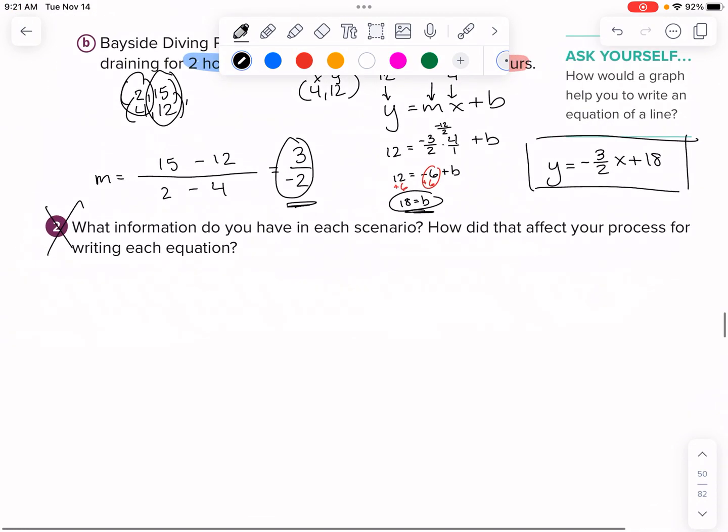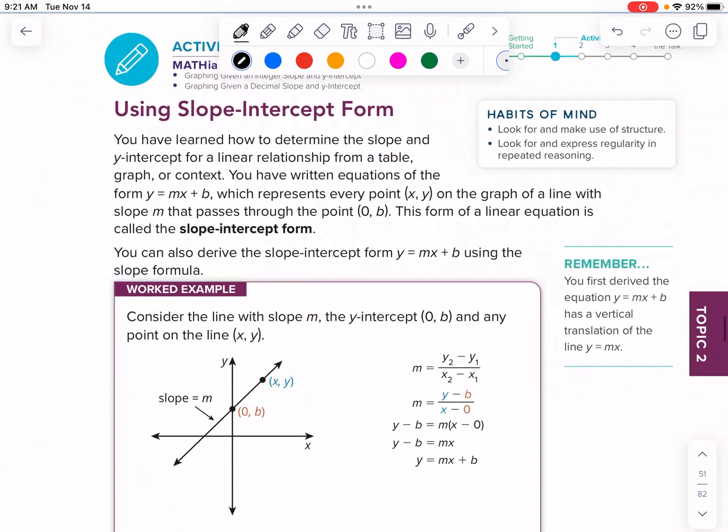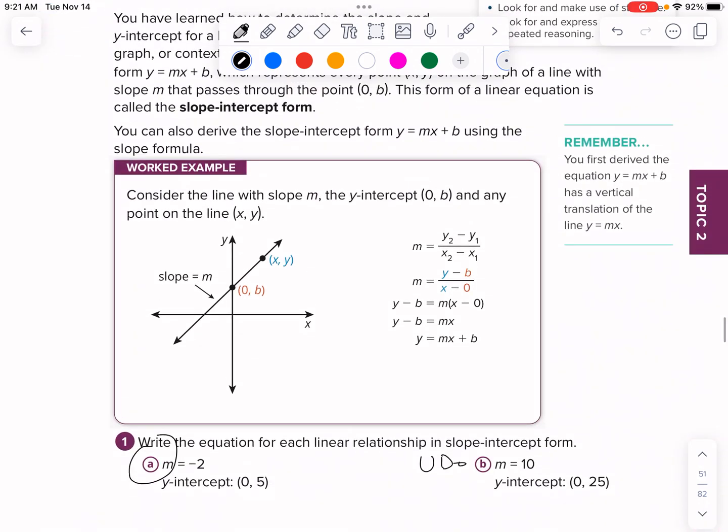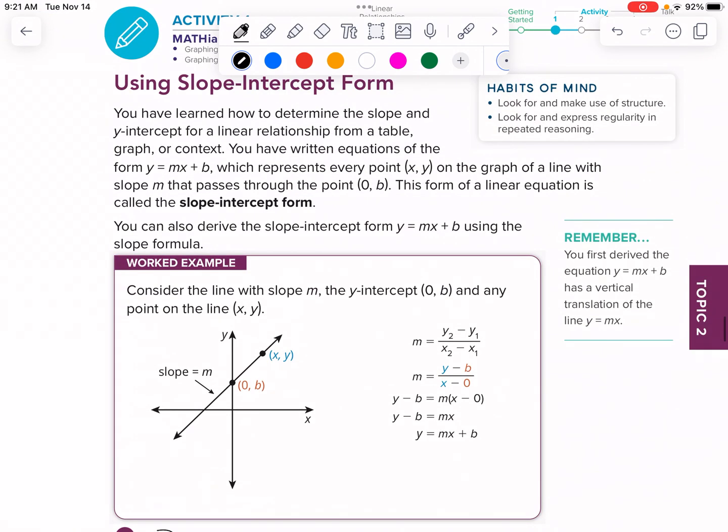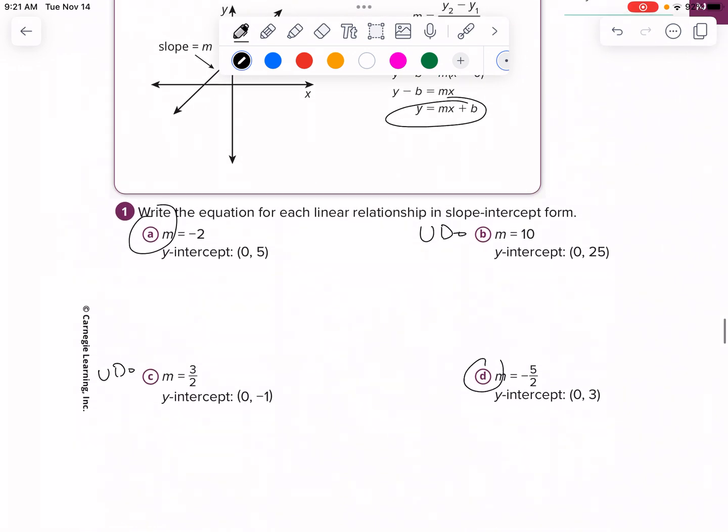Skipping number 2, going to our lesson here. We do have some You-Dos, and we do have some things that we're familiar with, slope-intercept form. This is just deriving the formula, but we already talked about this as y equal to mx plus b. We're going to do A and D together. I'm going to recommend that you do B and C as a You-Do. It's just saying write the equation for each linear relationship in slope-intercept form.